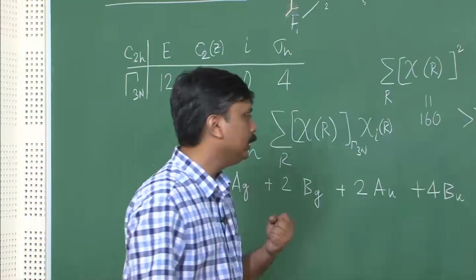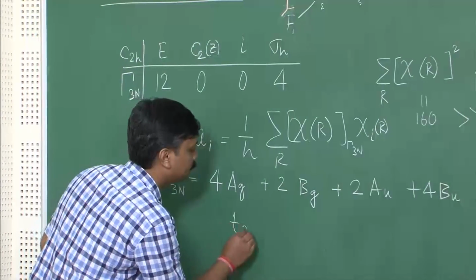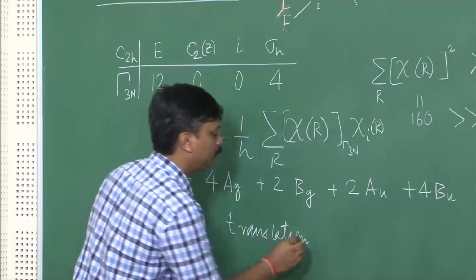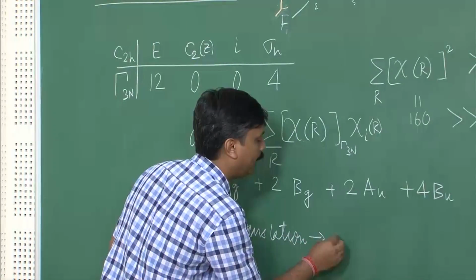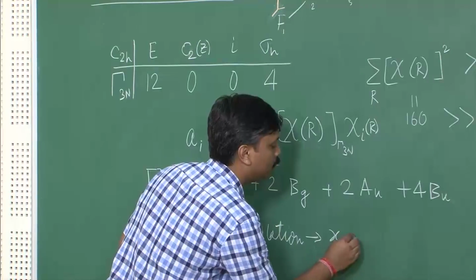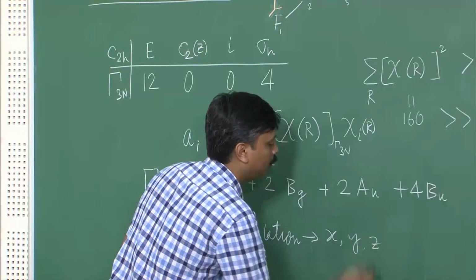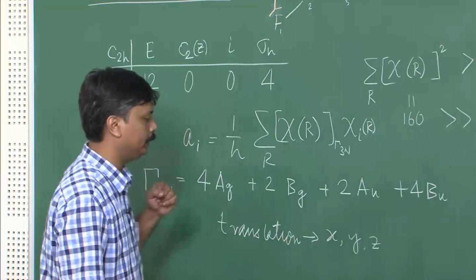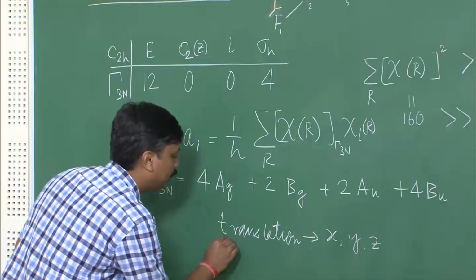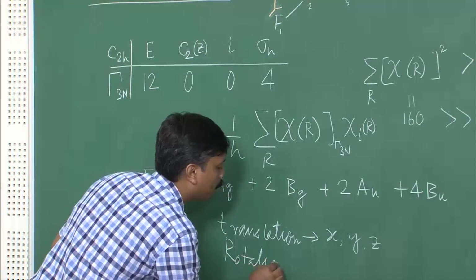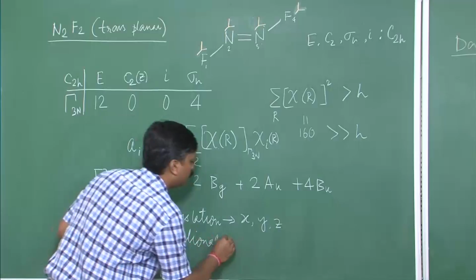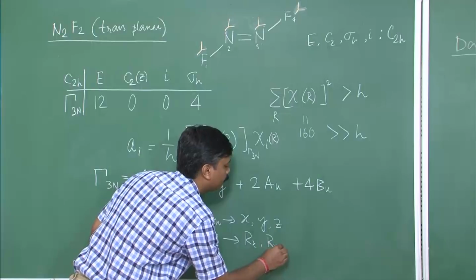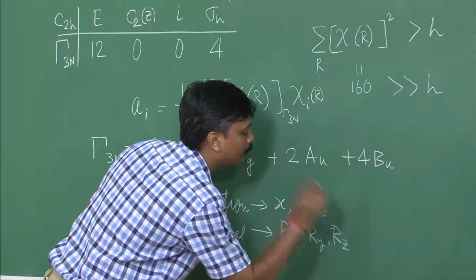Translational motion transforms as either x, y, or z Cartesian coordinates, and rotational motion transforms as Rx, Ry, or Rz. Fine.